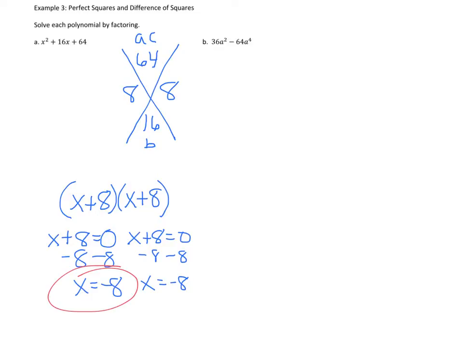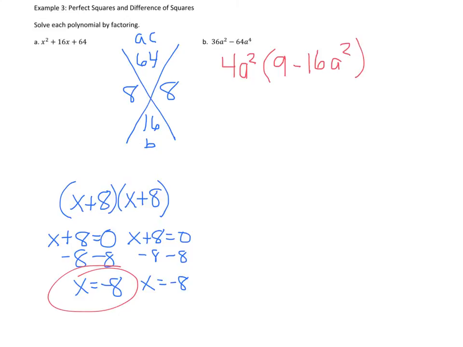In example B, the first thing that we are going to do is take out a GCF. So I'm going to pull out a 4 because that's what the 36 and the 64 have in common. And I can also go ahead and pull out an a squared. So then I'm going to be left with 9 minus 16a squared.